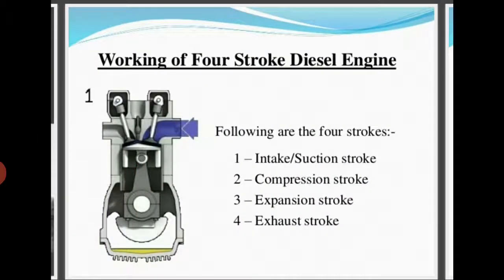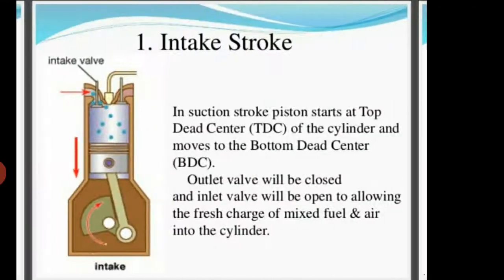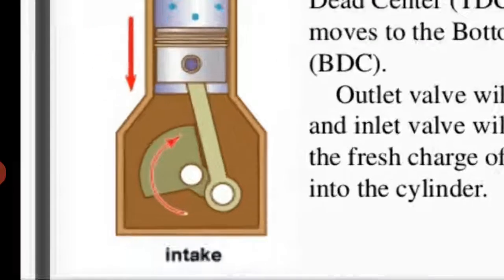Now our next topic is the working of the four-stroke diesel engine. You can see in this slide that there are four strokes to complete one cycle: suction stroke, compression stroke, expansion stroke, and exhaust stroke. Now we will discuss each stroke one by one. First of all, we will discuss the suction stroke. This is called the suction stroke.